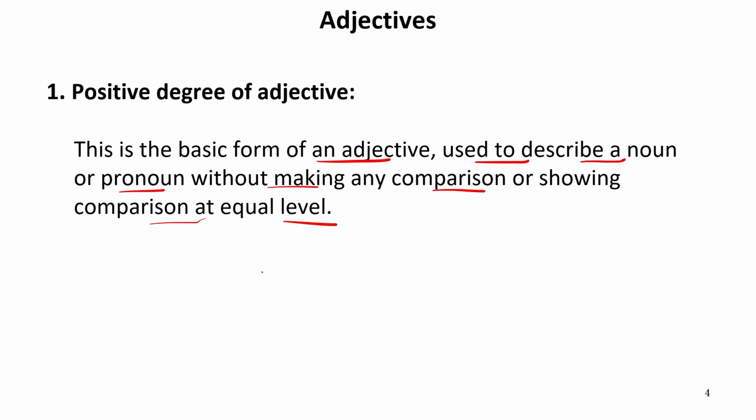For example, if I say A is as good as B, it means I'm saying that both are good. So as B, it means they are both good at the same level. So this is called positive degree of adjective. Now, what are the rules of positive degree of adjective? That we'll discuss later on. We are just discussing the meaning of positive degree over here. And in this session, we are going to discuss how to convert a positive degree into comparative degree or superlative degree of adjective. So positive degree of adjective is just the basic form of adjective.